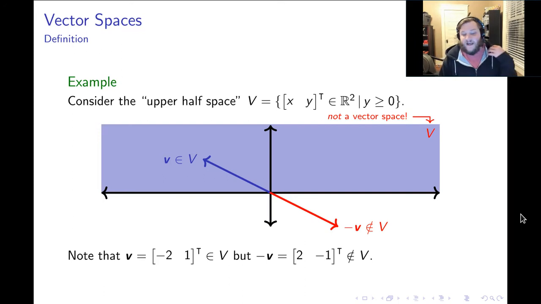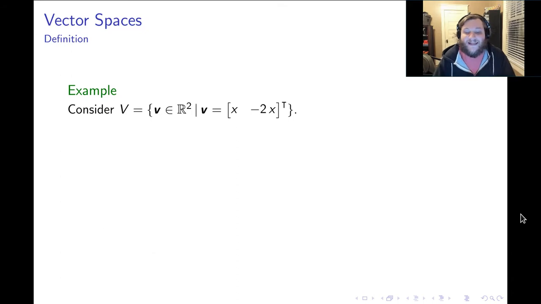This isn't to say that this collection isn't interesting. Certainly this is a perfectly good collection. It's just not a vector space. Now let's look at something that is a vector space. Here, we're studying the collection big V, which consists of all vectors in R2 such that the second coordinate is -2 times the first coordinate.